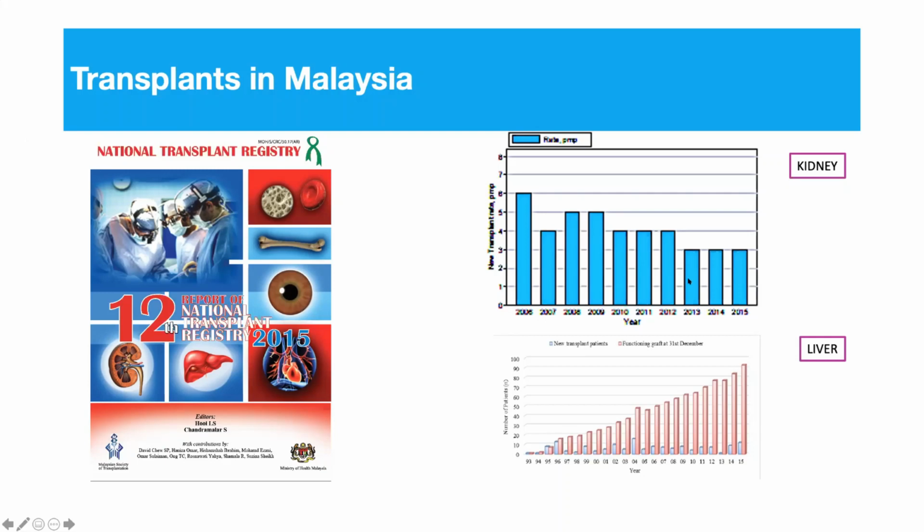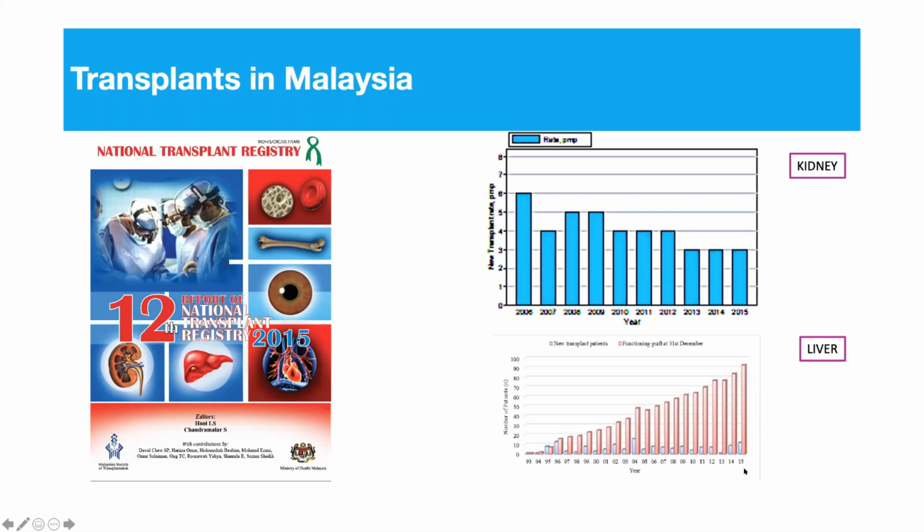But kidney transplant is very low. From 2006 to 2015, initially it was about 6 renal transplants per million, which has now come down to about 3 renal transplants per million, which is very low, and is very important. I don't know what the current data is, but you can understand why you don't see many patients with this sort of condition.